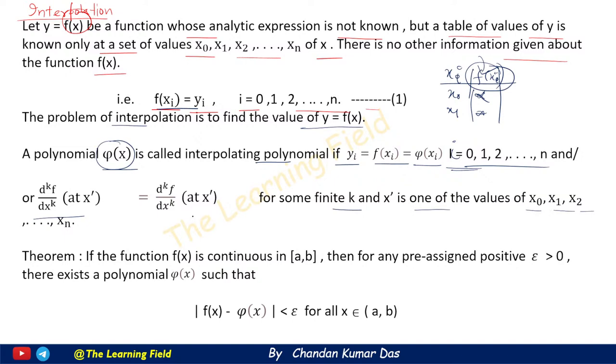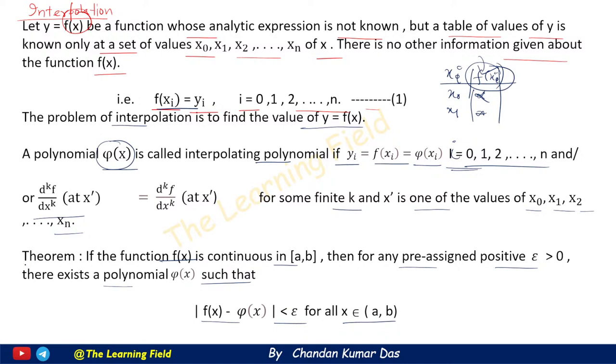Now there is a theorem. The theorem says that if f(x) is continuous in [a, b], then for any assigned positive epsilon greater than 0, there exists a polynomial phi(x) such that the modulus of f(x) minus phi(x) is less than epsilon for all x belonging to the interval (a, b). So this is the theorem regarding interpolation.